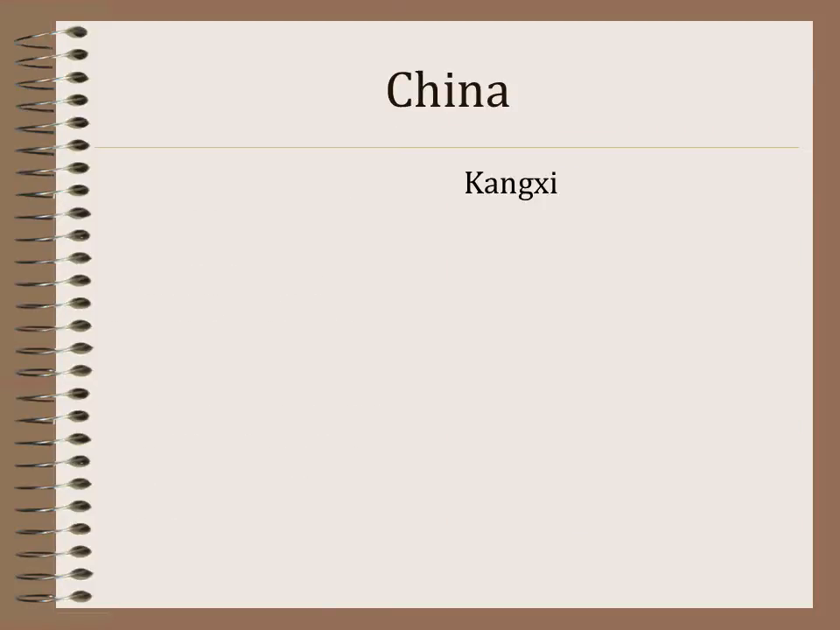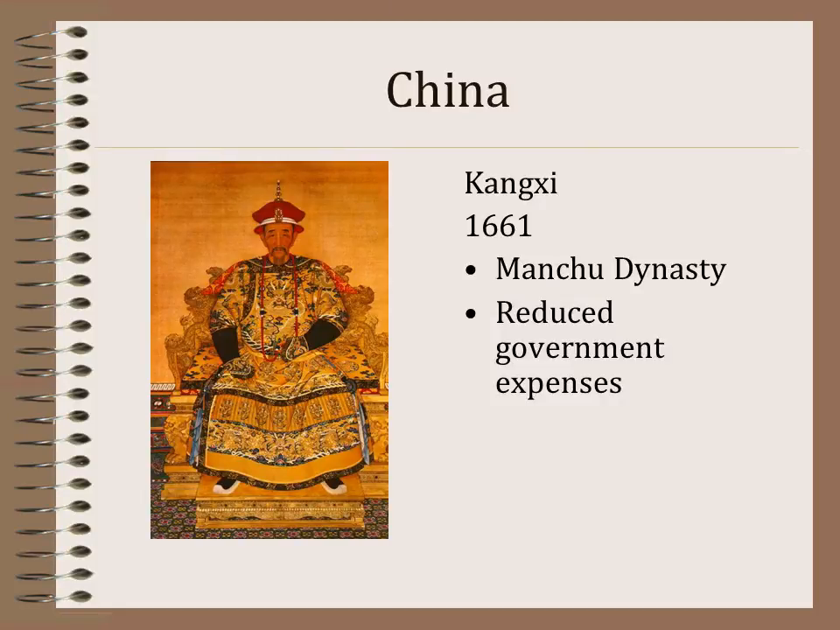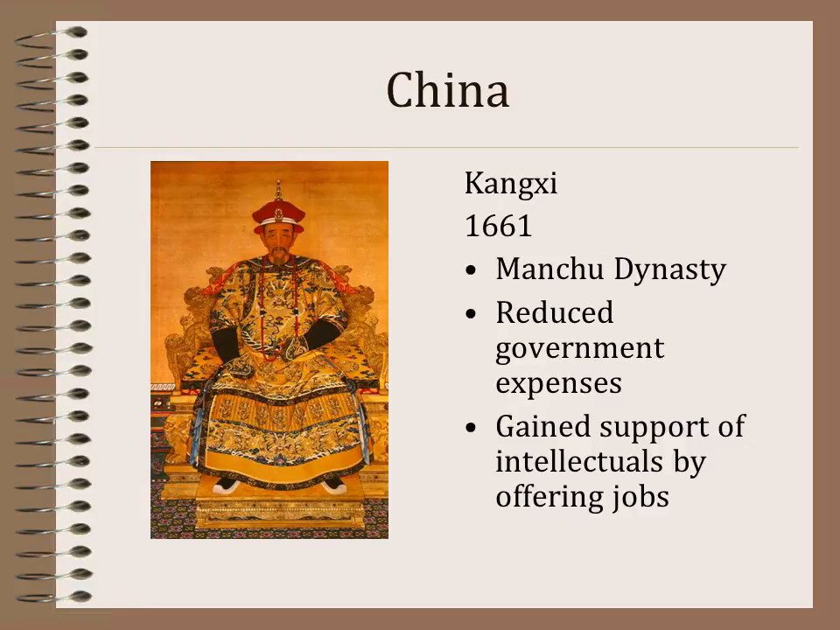And then in China, Kangxi was an emperor in 1661 of the Manchu dynasty, who was able to rein in government expenses, and was reasserting Confucianism by using that examination system to make sure that the best people were in power. So absolute rule doesn't have to be necessarily a bad thing. It can unite people as well. It's just not democratic.